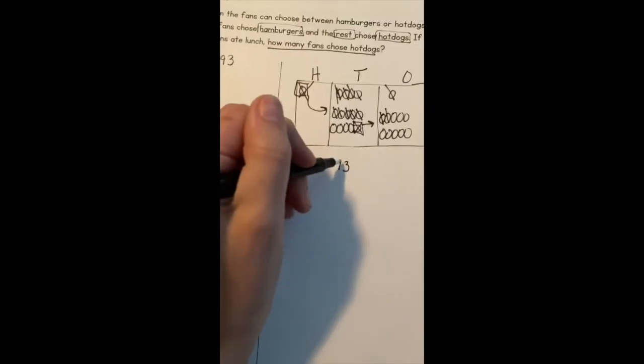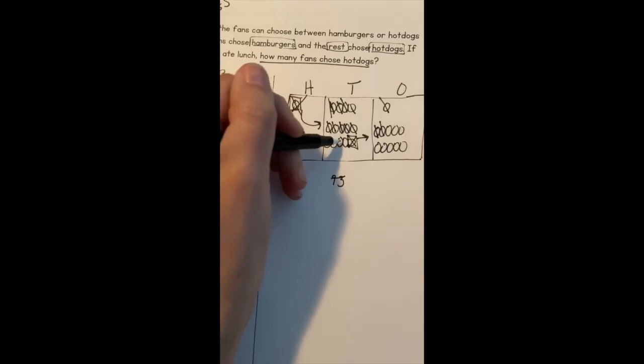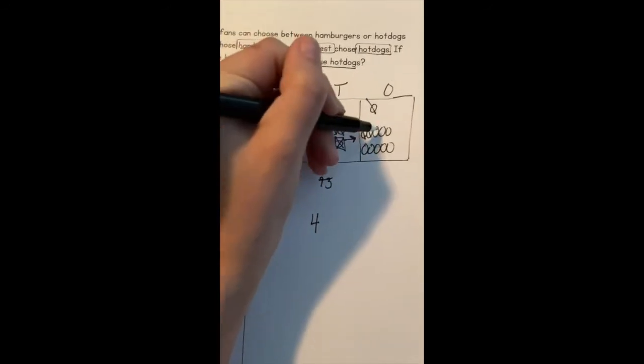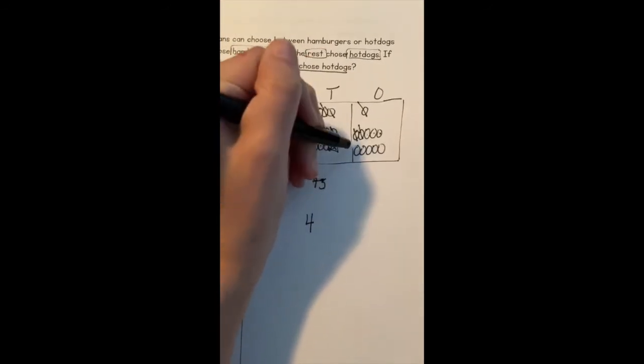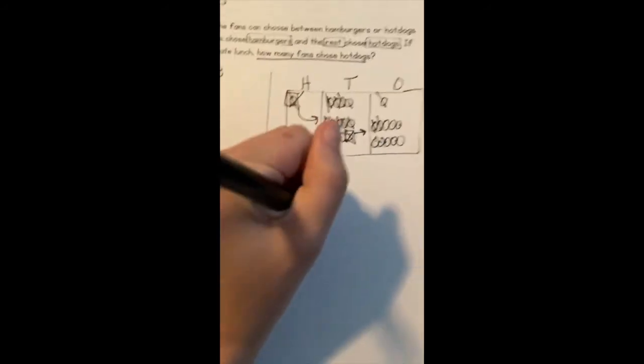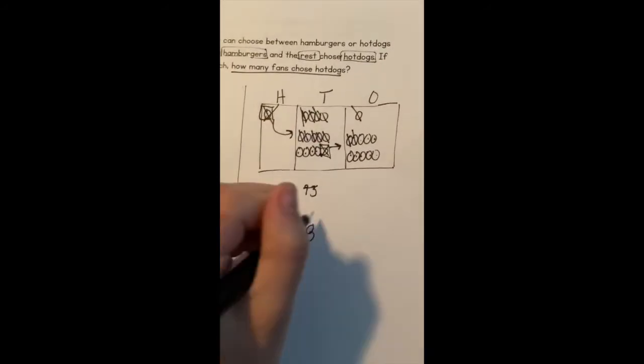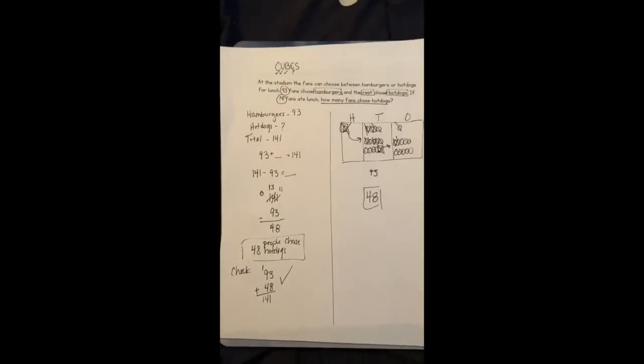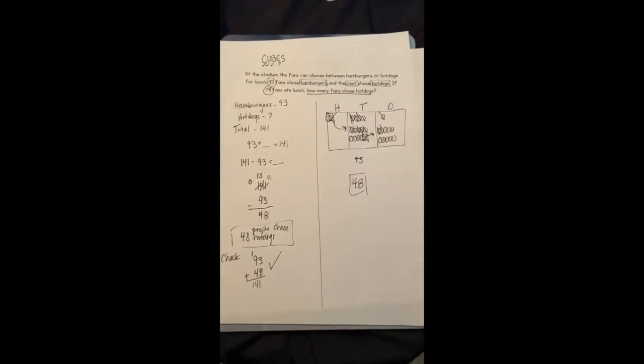So let's go ahead and let's count these. 1, 2, 3, 4, 5, 6, 7, 8. And that gives me my answer of 48, which is the same as before. So here's 2 different ways that you could have done it. There are many other ways you can though.